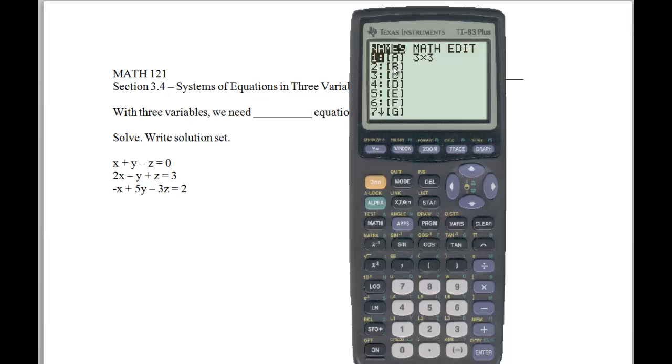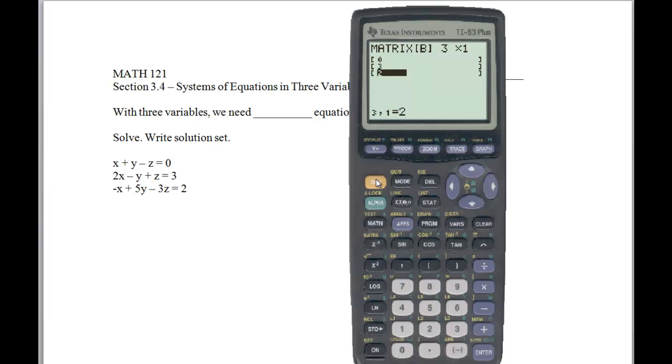Now I have to go to my matrix B, so I'm going to click second inverse, and I want to get to this matrix B, so I'm going to go over to edit and then move down 1 click, and there I am at matrix B. 3, enter, 1, enter. Now this makes 0, 3, and 2. These are the keystep steps for this part.